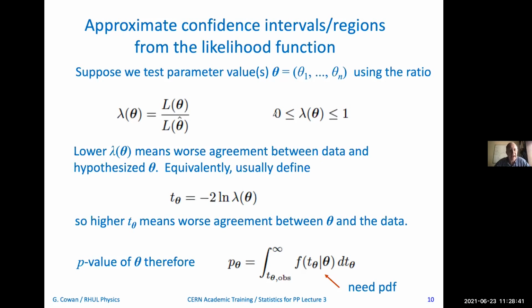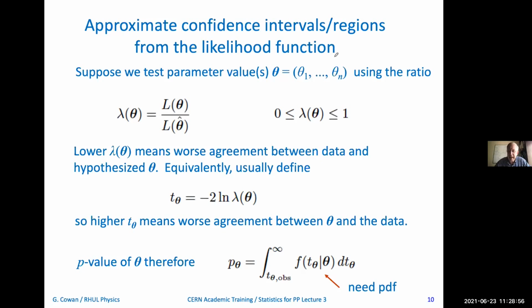So let me explain a way to construct an approximate confidence interval directly from the likelihood function. So this is much easier. So this is going to result in a quite simple procedure for determining a confidence region.